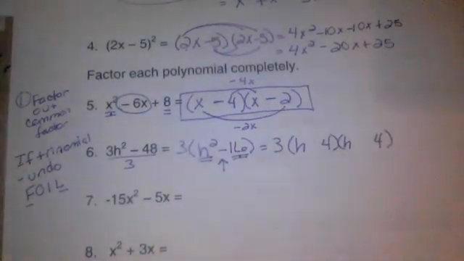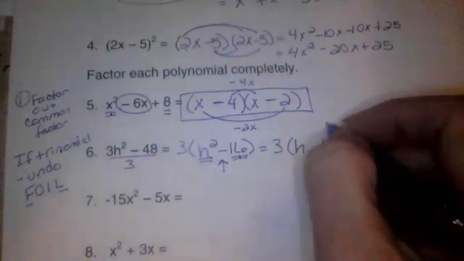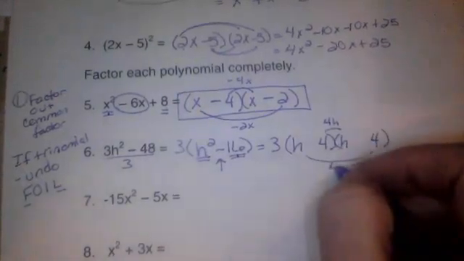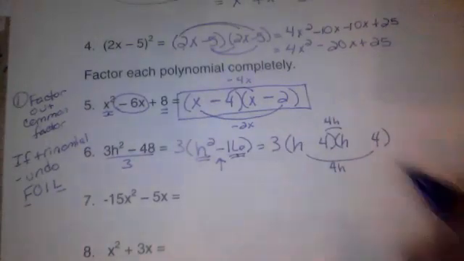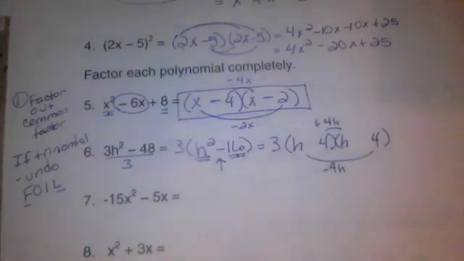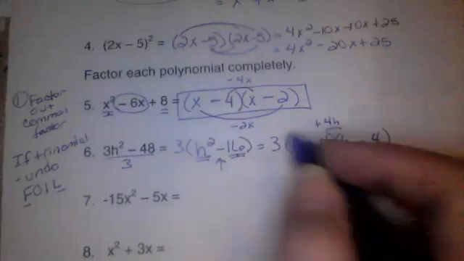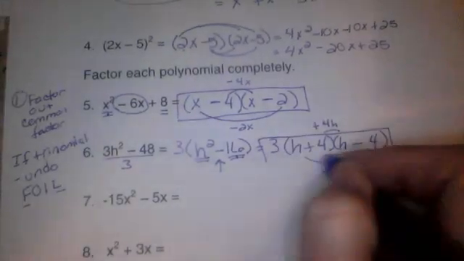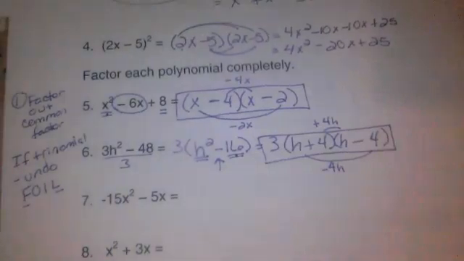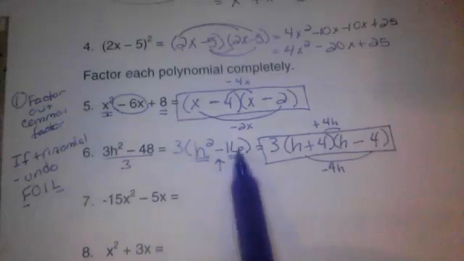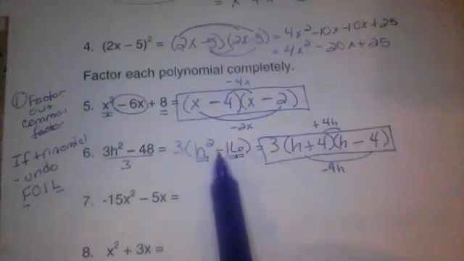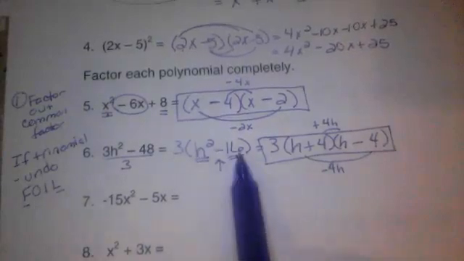So what I want is a 0. Well, 4h on the inside and 4h on the outside. Well, to get a 0, one needs to be positive, one needs to be negative. So I just have a plus and a minus. And then they zero out, and I don't have a middle term. So this would be the factored form. Now you can only do that when these are perfect squares, a difference of perfect squares.